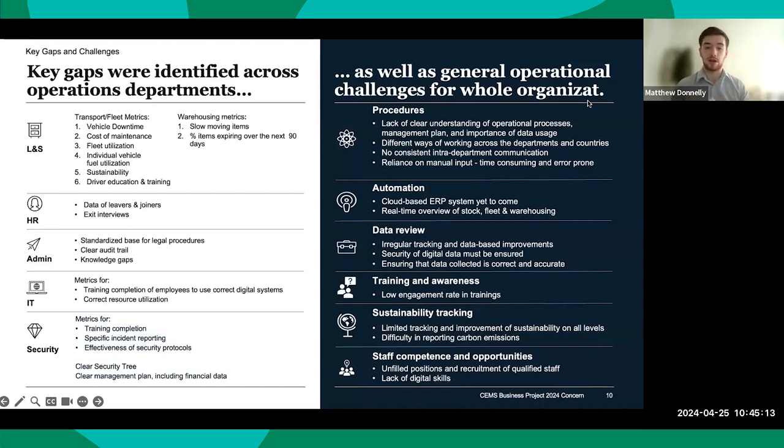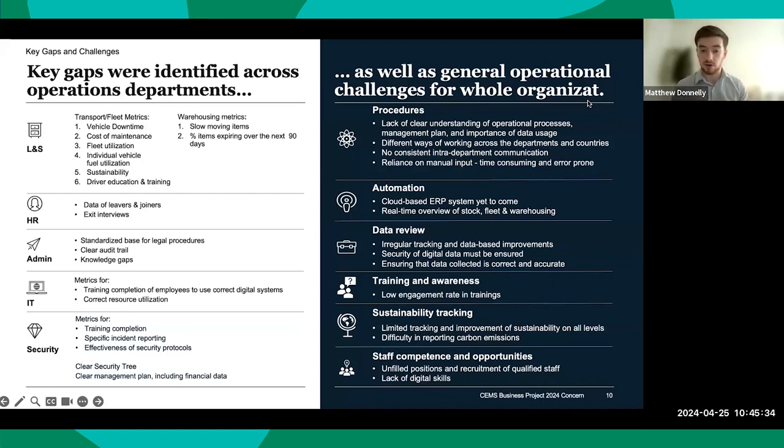As well as this, there will be some challenges in terms of the implementation and training people so that they're up to the correct standard and know how to use this system. As well as this, challenges in terms of having a real-time overview of stock, fleet, and warehousing is always difficult and challenging in terms of storing the data, in terms of processing the data.